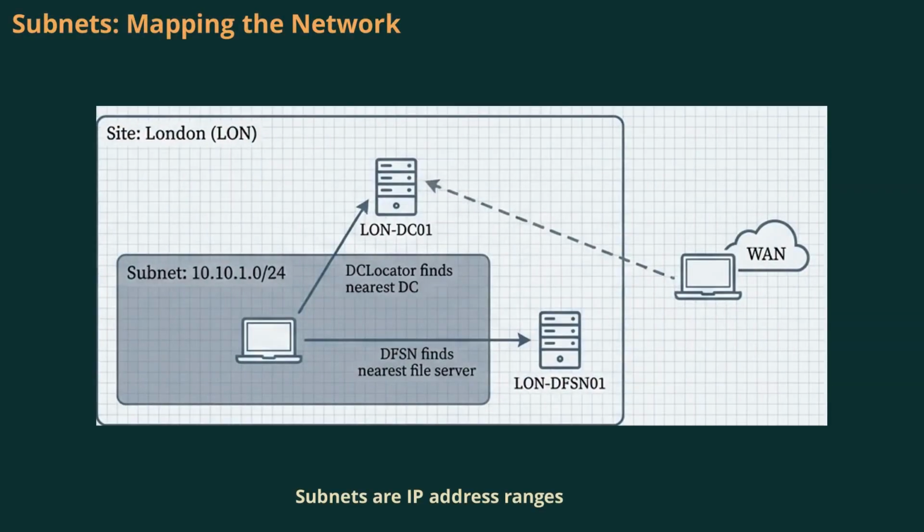Subnets are IP address ranges meticulously mapped to specific site objects. This mapping is critical because it allows clients to locate the nearest domain controller and file server, optimizing logon and resource access. Accurate subnet configuration ensures that clients don't traverse slow WAN links unnecessarily. Misconfigured subnets are a leading cause of poor client experience, resulting in slow logons and file access, even when replication itself is healthy. Always verify your subnet mappings for a robust directory.